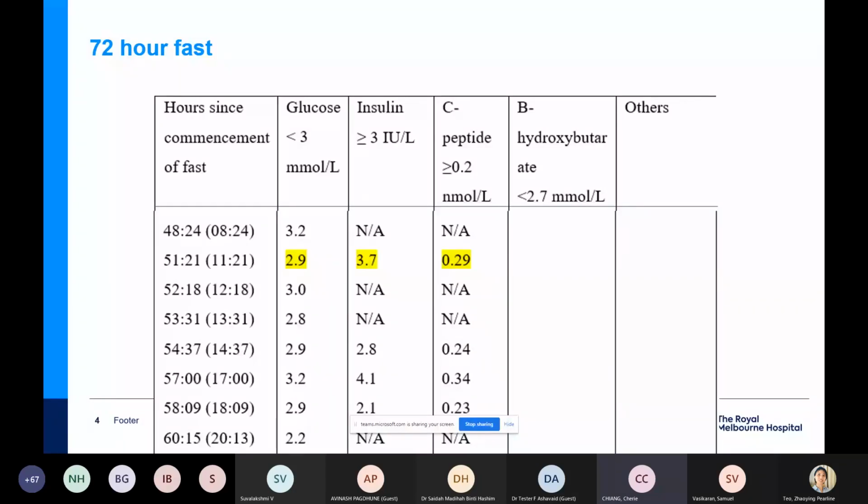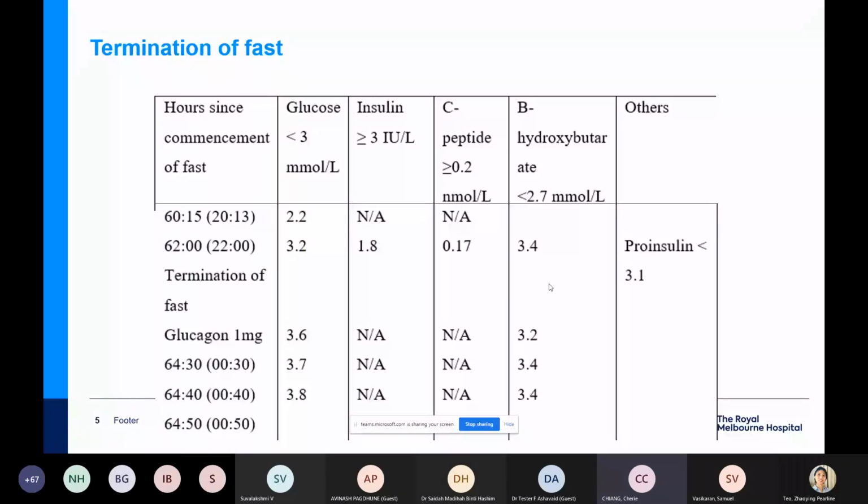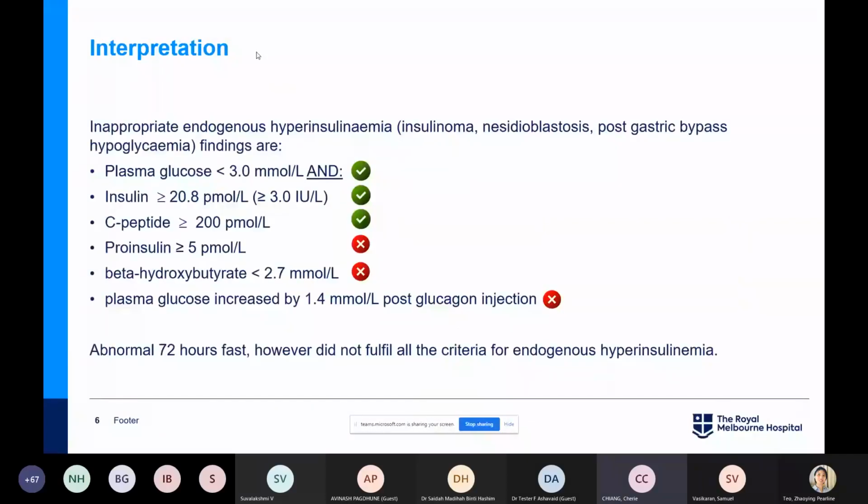So no one has typed in any notes about how they would like to interpret this report. So I'll move on to my interpretation slide. For the diagnosis of inappropriate endogenous hyperinsulinemia, we need a low glucose, and we've got that in this 72-hour fast. We need an inappropriately high insulin and C-peptide, and we got both in the 72-hour fast. The proinsulin, you might have noticed in the right column, was not high, and we only send off the proinsulin if the patient achieves a low glucose in a 72-hour fast, because otherwise it's not necessary. So that is contrary to our biochemical diagnosis of inappropriate endogenous hyperinsulinemia. And the beta-hydroxybutyrate I've shown you was also inappropriate, and the glucose did not go up after glucagon injection.